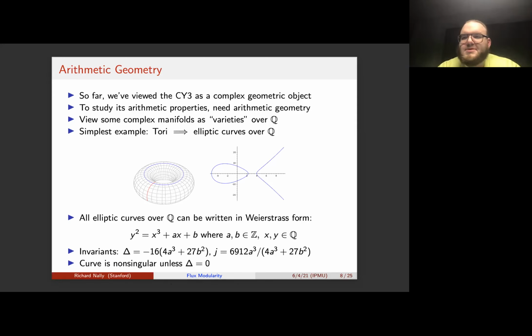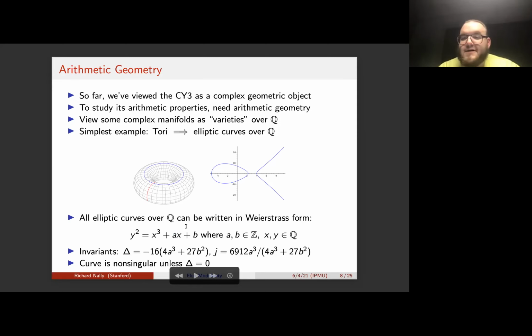Tori are perhaps most naturally written as the Calabi-Yau onefold in P1,2,3. So by projectively setting one of my variables to 1, I arrive at what's called a Weierstrass form, which is y squared is equal to x cubed plus ax plus b. And so for my torus to be able to be defined over Q, what I need are the Weierstrass coefficients a and b to be defined over the rational numbers.